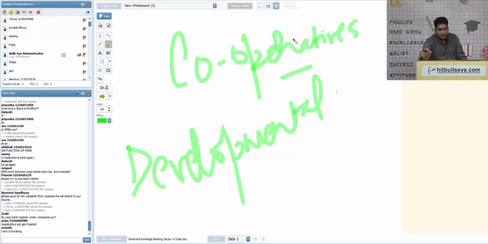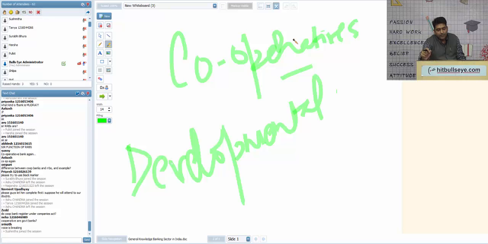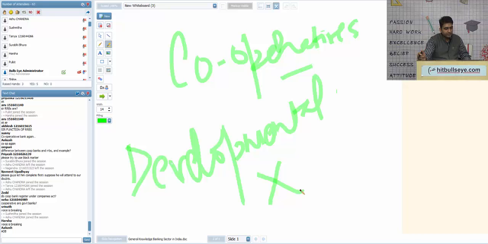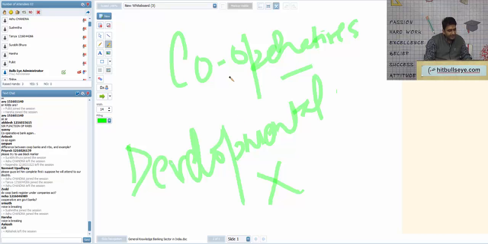Now another important type of bank, which is very important from any GD point of view, is developmental banks. Developmental banks have to be defined in a way that these banks do not perform normal banking transactions. What I mean by normal banking transactions is these banks do not open accounts, do not make checks, do not have demand drafts. No, Akash, we are not talking about ADB right now.